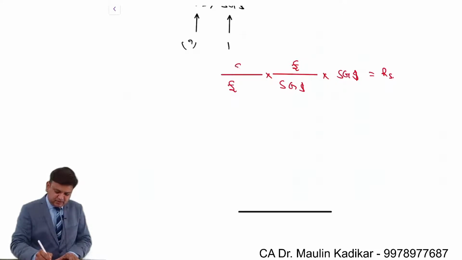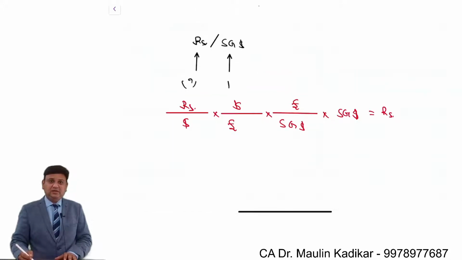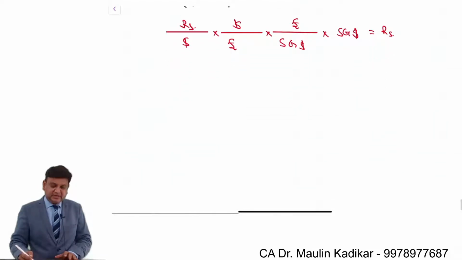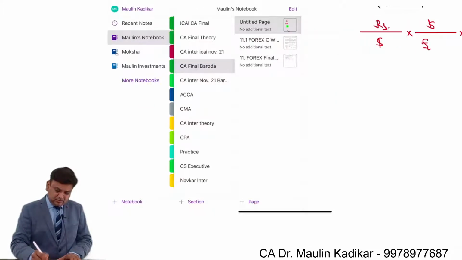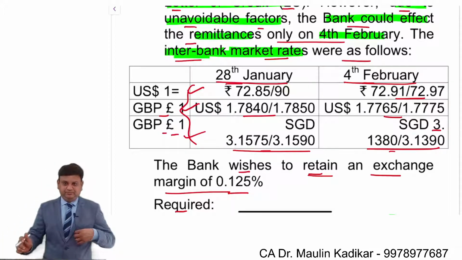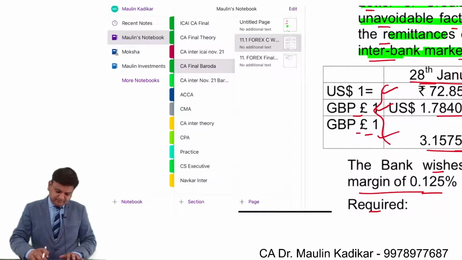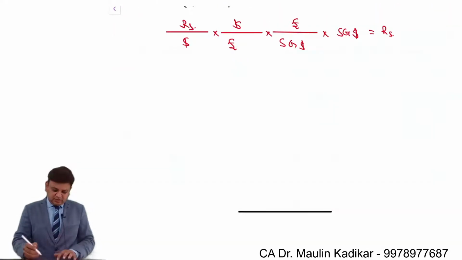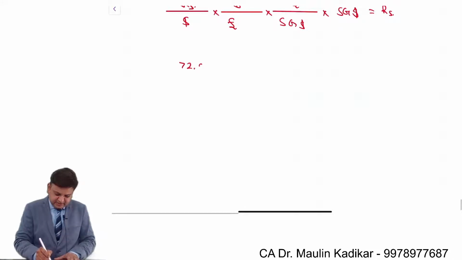So pound is kept in division. Against pound, dollar is given, and against dollar, rupee is given. This is the way we are required to mention the rates, that is, the currencies. Now on 20th of January, these are the rates. So over here, rupees per dollar, in that 72.85 slash 72.90.